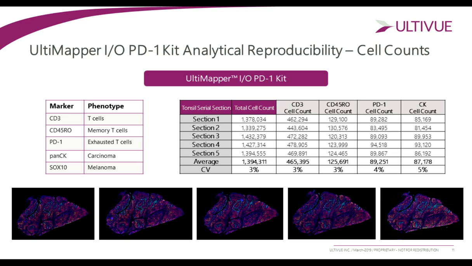And one could even easily argue that having CVs from 3 to 5% across 5 serial sections of tonsil may be more representative of differences in biology from section to section, more so than variability in the actual assay itself.